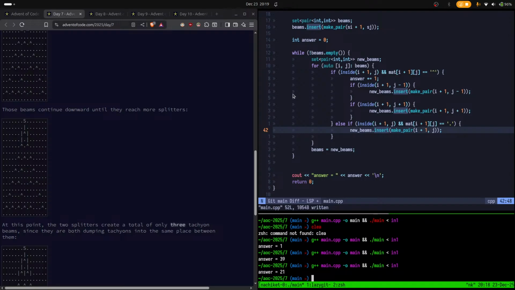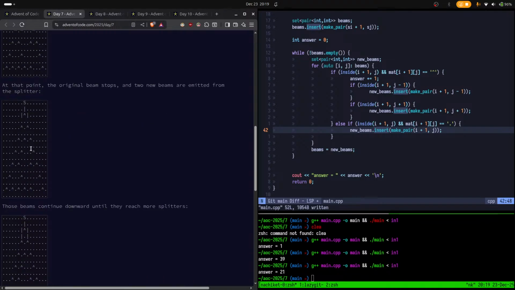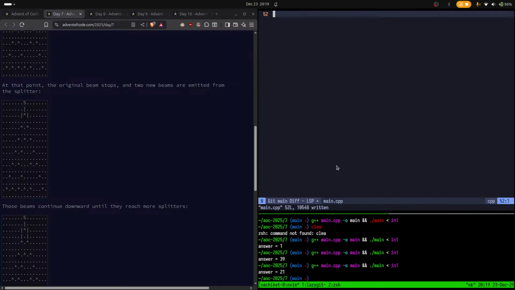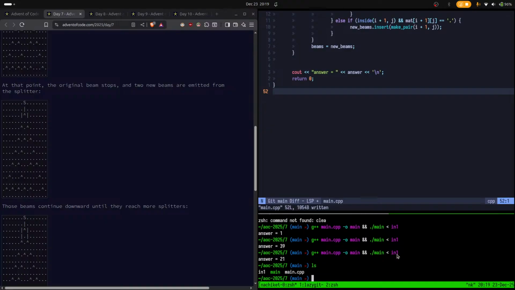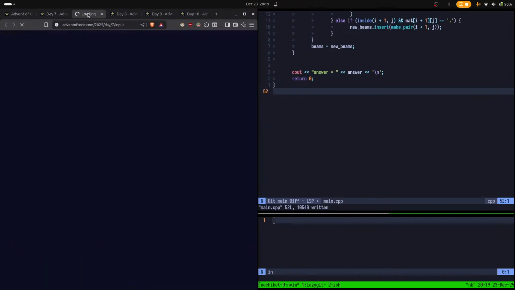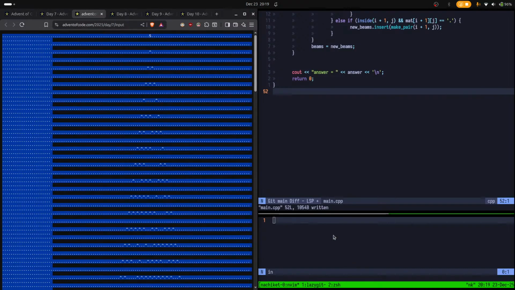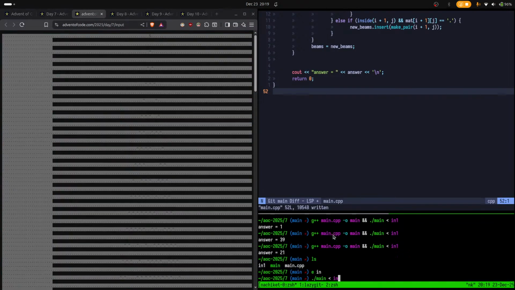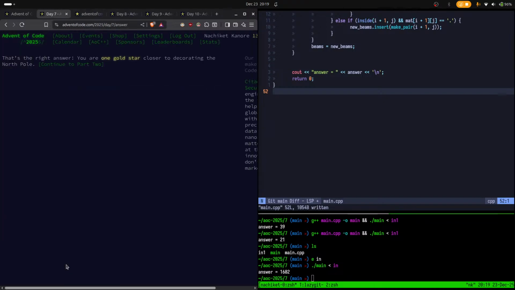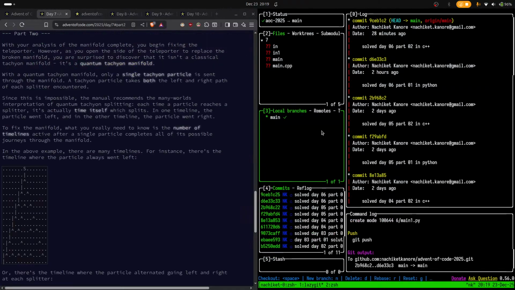Okay. Considering that assumption, when a beam splits, if there are multiple beams at the same coordinate, they are considered as a single beam instead of multiples. Since I was using a vector earlier, now I have replaced it by a set. That is correct. Commit this.